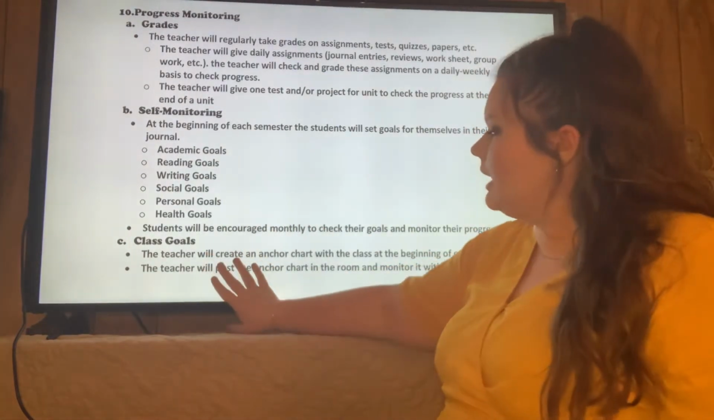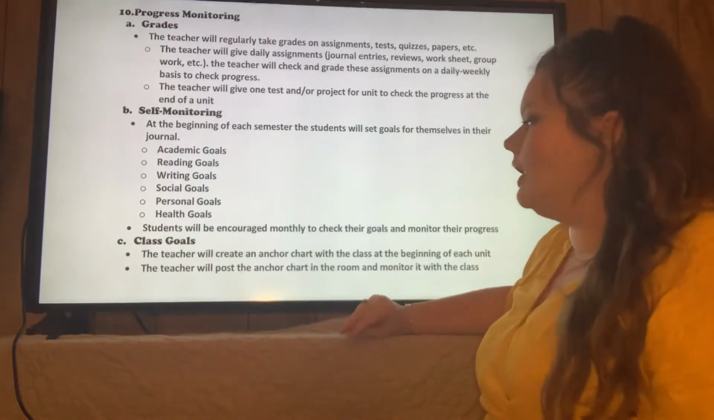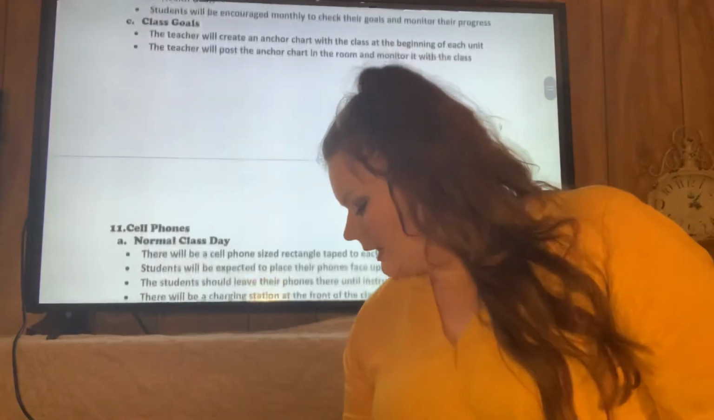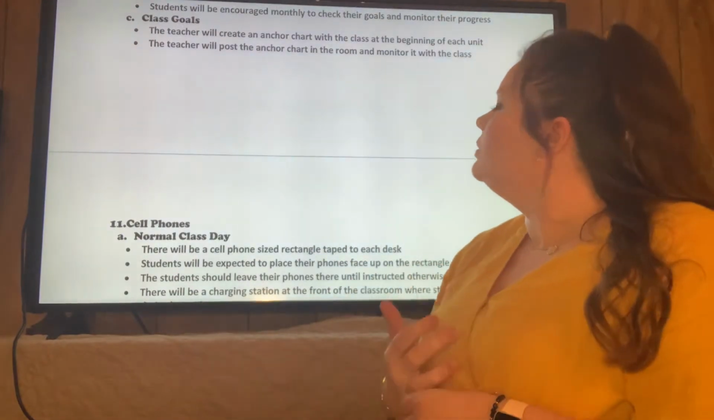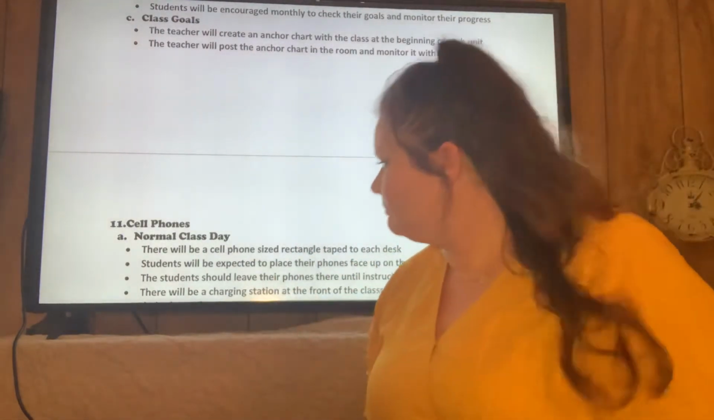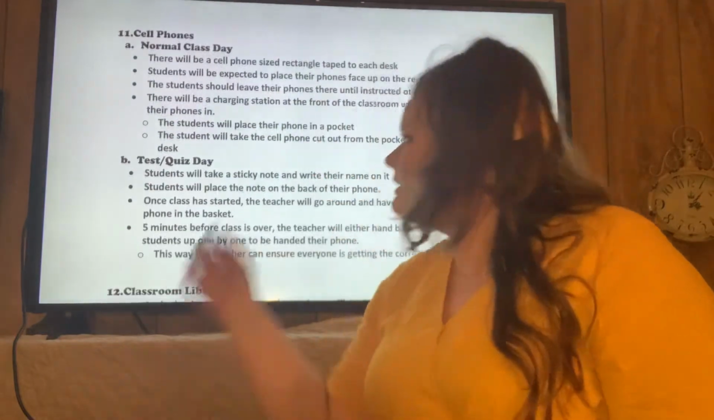And then I also have class goals. So at the beginning of each unit, I want us to sit down as a class and kind of go over what we will learn for the unit and what we expect to be doing by the end of the unit. Then I have a section on cell phones.